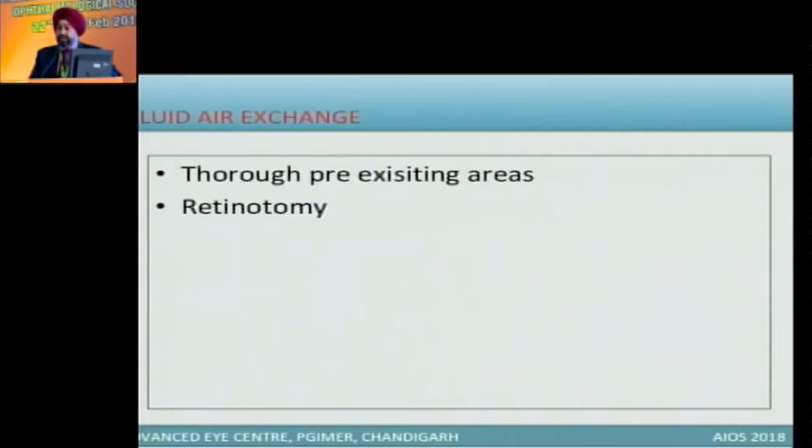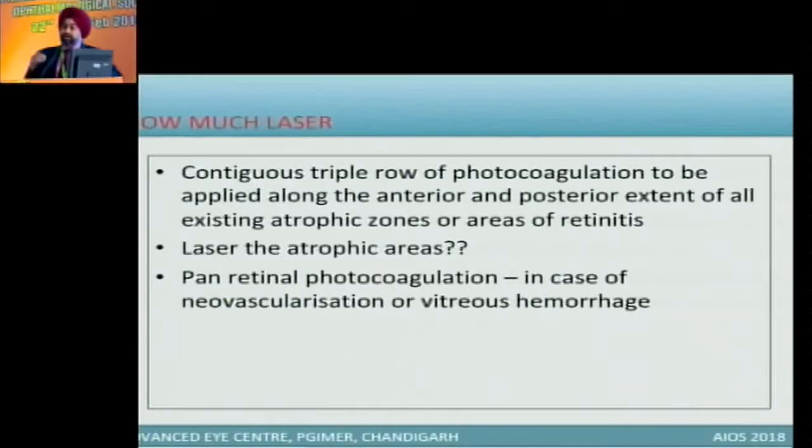How much laser? The laser is again the 80s and 90s, the people, we are following the same standard except for one point I've written. You do a triple row photocoagulation around the lesions. The good thing is it is going to the ora serrata, so you have to do it posteriorly.